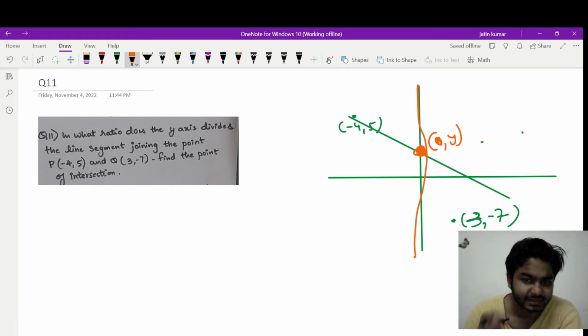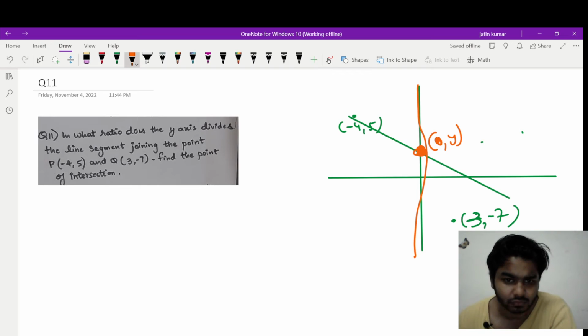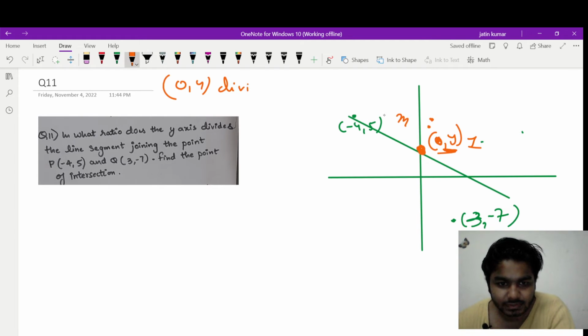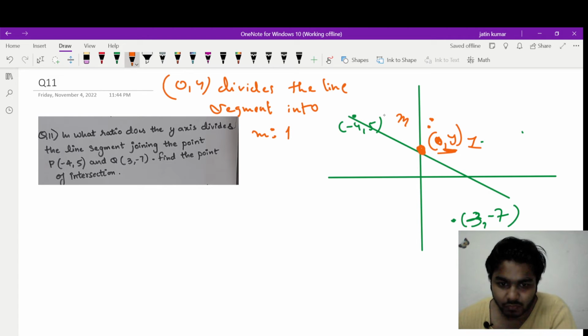On the y-axis, all the x coordinates are 0 only. So we need to find (0, y). Let's assume that this (0, y) divides the line segment in the ratio m:1. Let's assume that. So this has coordinate (0, y), and let's call this x1, y1 and this x2, y2. Can we apply the section formula?